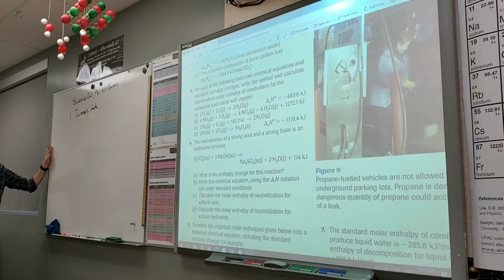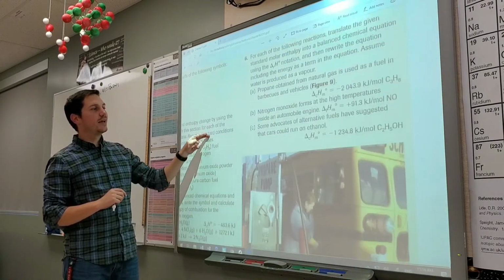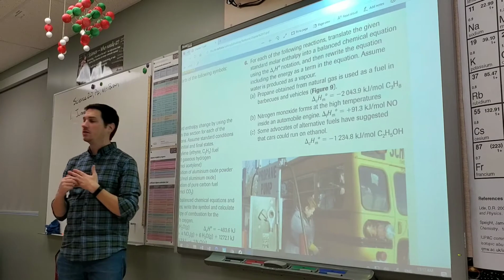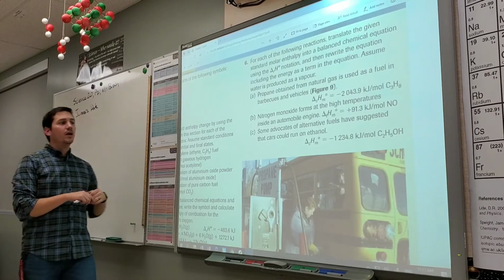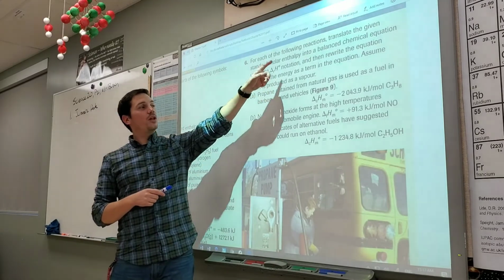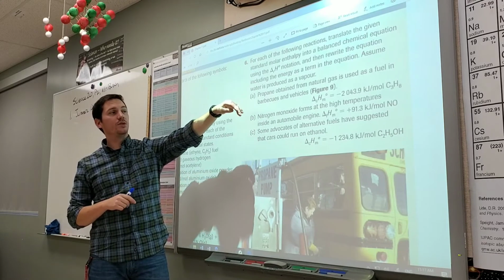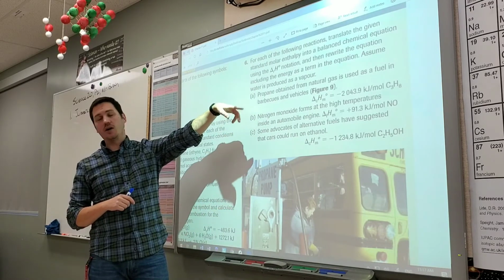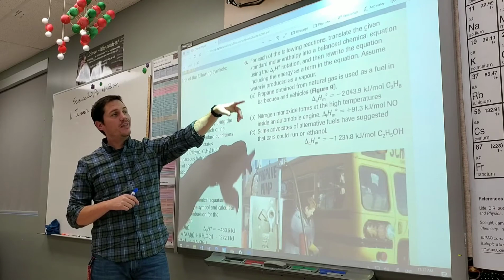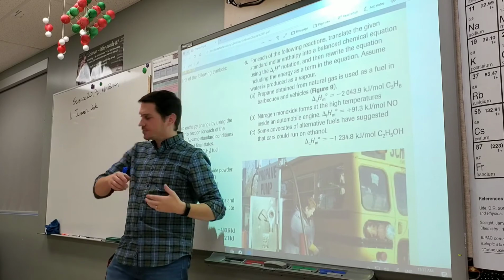I only want to have to say this once. Can everybody focus their attention onto question 6A? Question 6 is asking, for each of the following reactions, translate the given standard molar enthalpy into a balanced chemical equation using the delta RH notation. Then rewrite the equation, including the energy as a term, assuming water is produced as vapor.